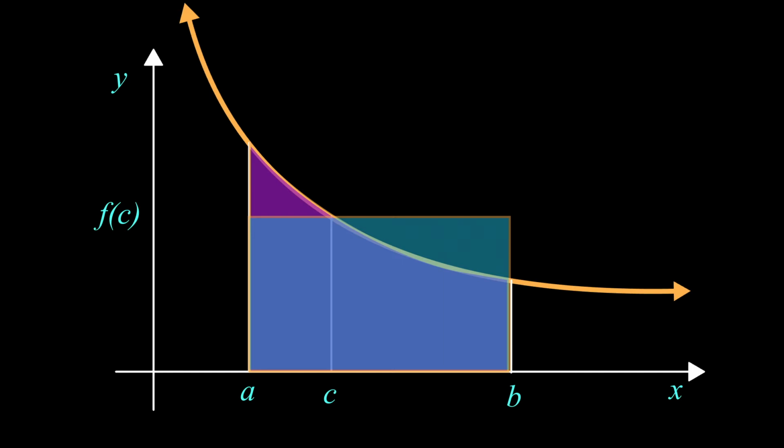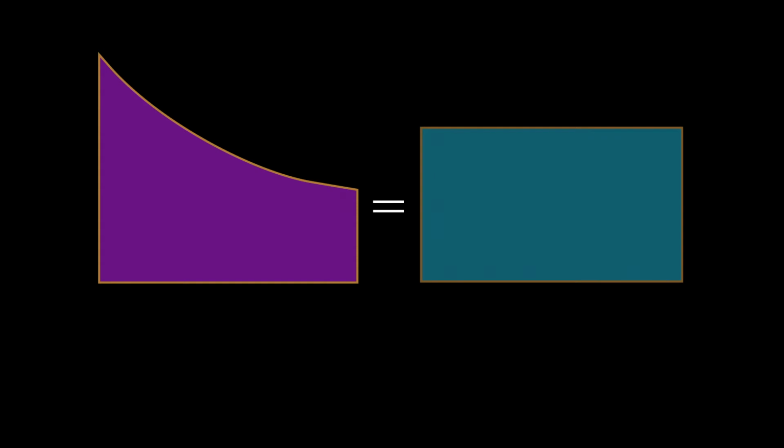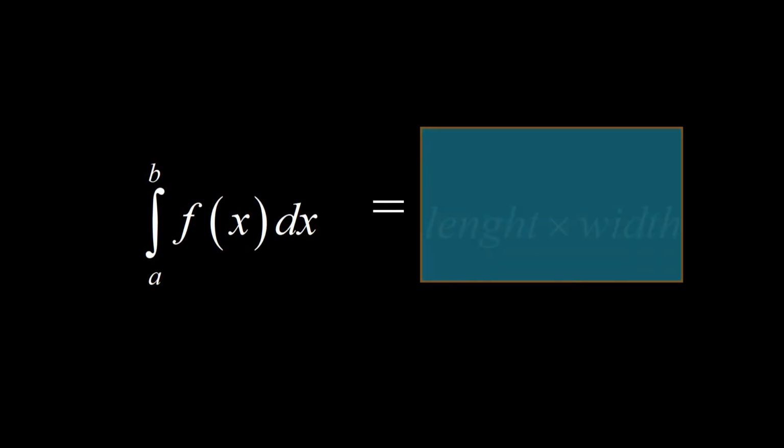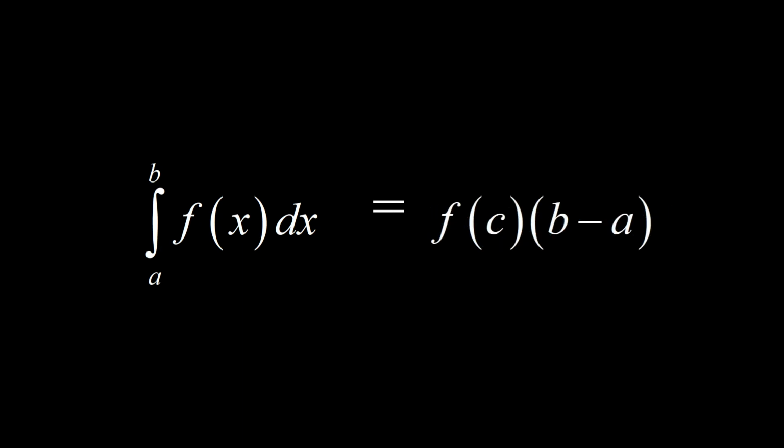Since these two regions are equal, the value of the definite integral must be equal to the length times the width of the blue rectangle. The length is the height of the function at c, and the width is the length between a and b.